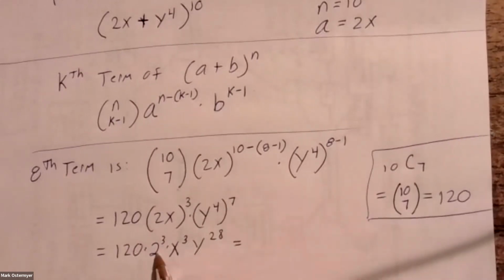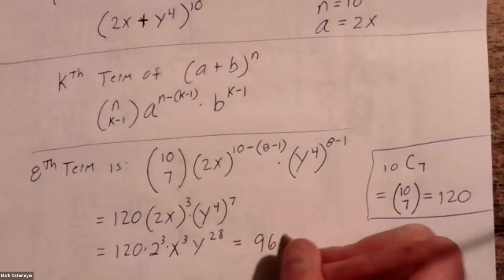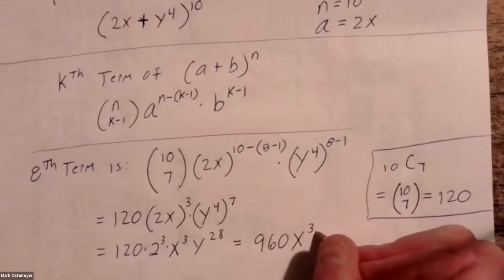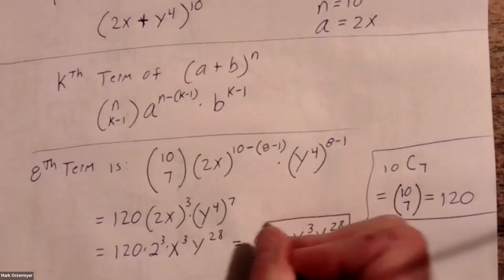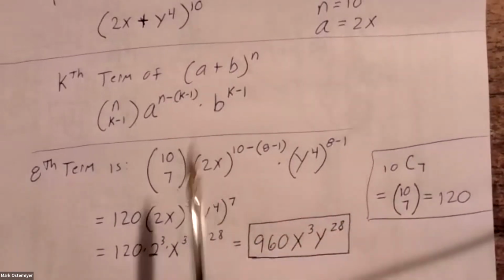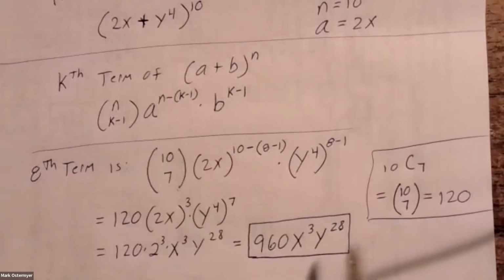This is going to be 8. What's 8 times 120? I believe that's 960. x cubed, y to the 28th. Ladies and gentlemen, we are done. This would be the 8th term of this binomial expansion. That would be the 8th term.